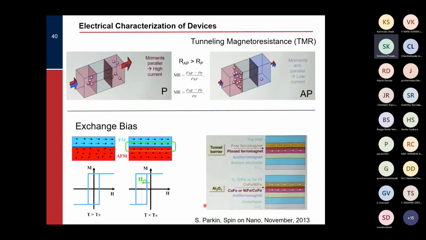Here you can see how different types of structures look in reality. For example, there is a silicon dioxide layer. Then I have a bottom electrode, which is silver or gold. Then I have an antiferromagnet, then a pinned ferromagnet, then the separator, and then the free ferromagnet and the top lead. So I measure the current between these two blue layers. There are different material combinations which are used to do these things.